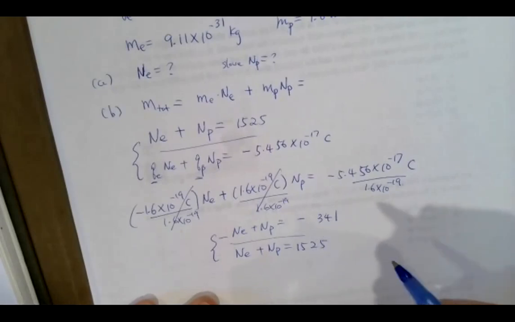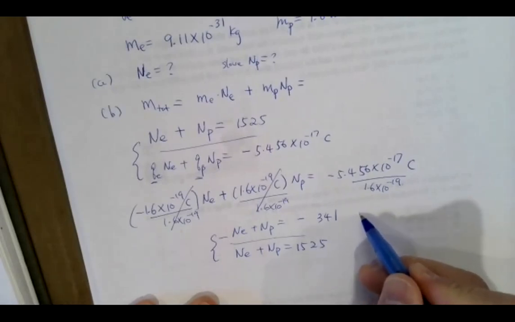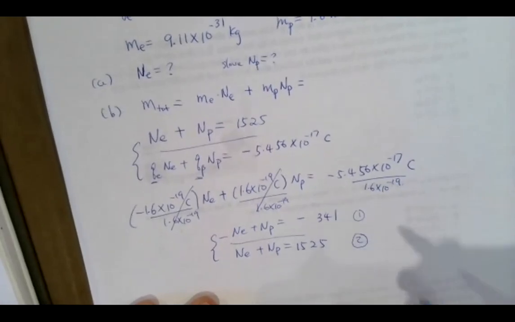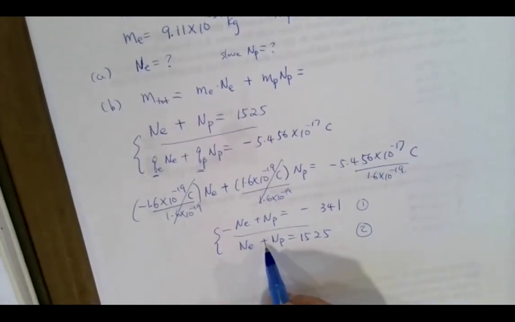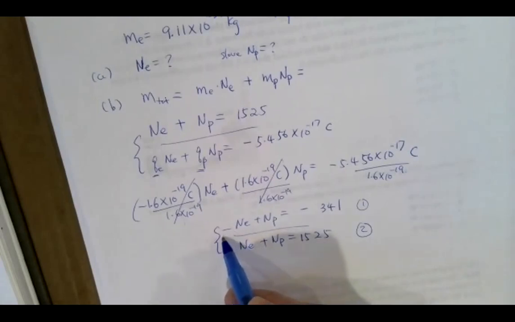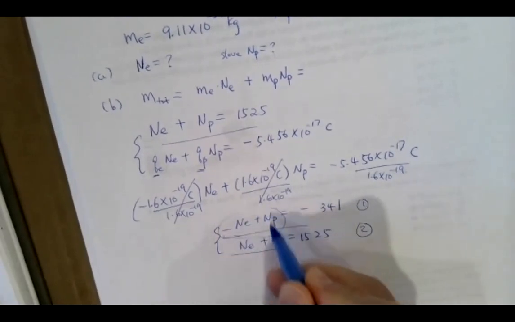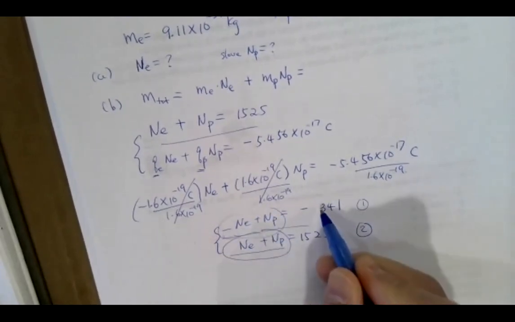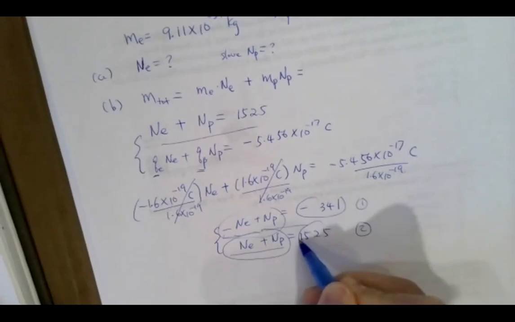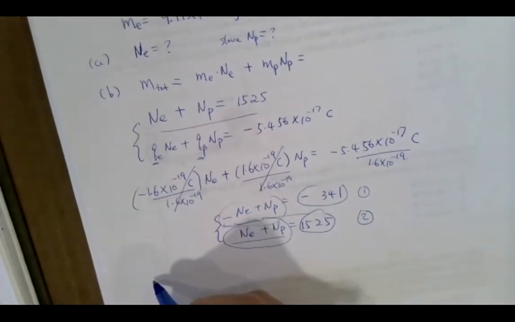So you can call this equation 1, this equation 2, okay? You can do equation 1 plus equation 2. That means the left-hand side of equation 1 plus the left-hand side of equation 2 equals the right-hand side of equation 1 plus the right-hand side of equation 2, okay? So you can do it that way.